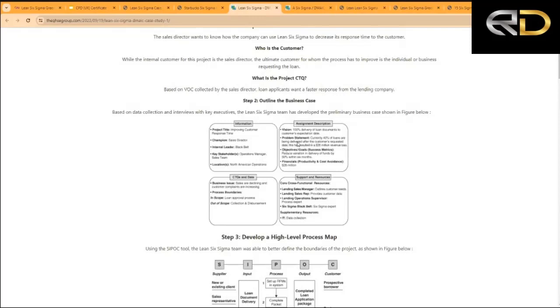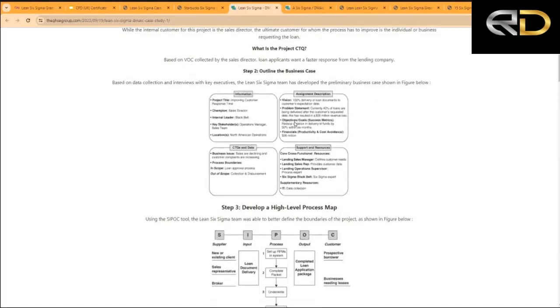What is the problem statement? What is currently wrong with the process of issuing credit cards and loans? Currently 40% of loans are being delivered after the customer's requested date, and this has resulted in $35 million in revenue loss. What are the objectives? What do you want to achieve? We want to reduce variation by 50%, and this is also going to save us $28 million.